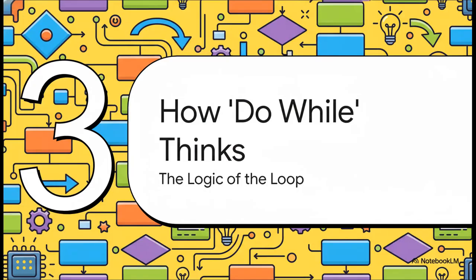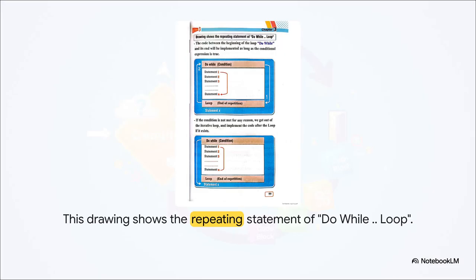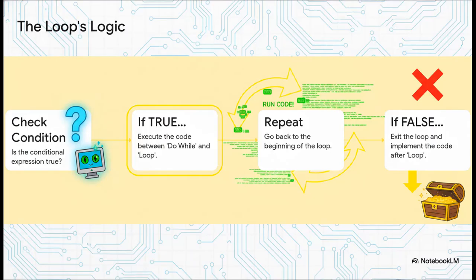So, okay, we know what it is, but how does it actually think? Let's break down the step-by-step logic happening inside this loop. Now, this gives you a basic idea of the repeating statement. But to really get what's going on, let's visualize it with a proper flowchart. Okay, so here's the most important part. The check happens first. The computer gets to that do-while line and immediately asks, is this condition true?